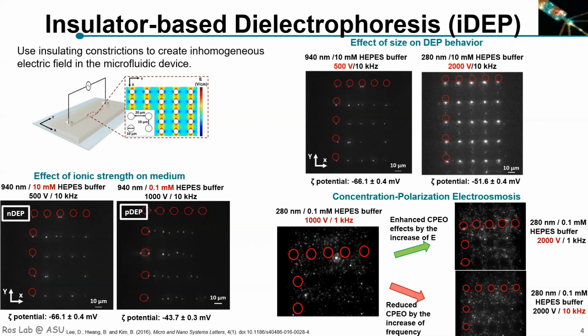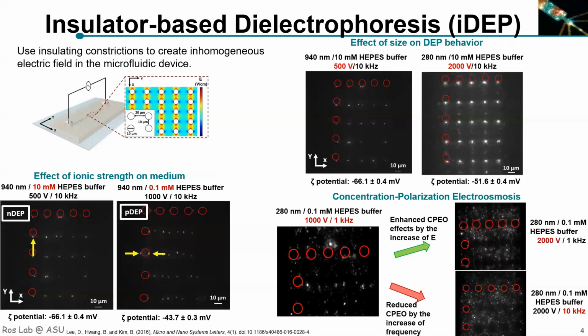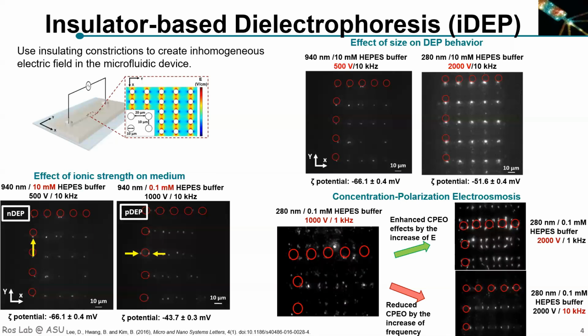With this setup, we were able to study the effect of size and the effect of ionic strength of the medium, which lead to different trapping behaviors. We also encountered a special electrokinetic effect called concentration polarization electroosmosis, which can influence the trapping performance and can be enhanced or reduced by adjusting the frequency of the electric field.